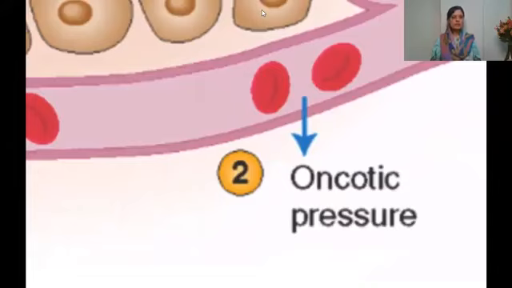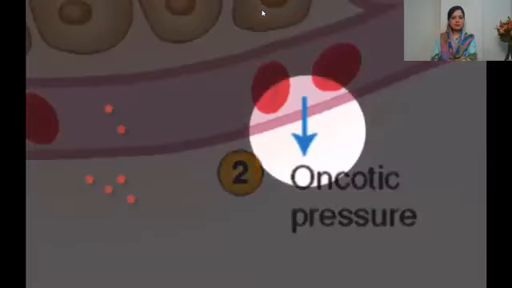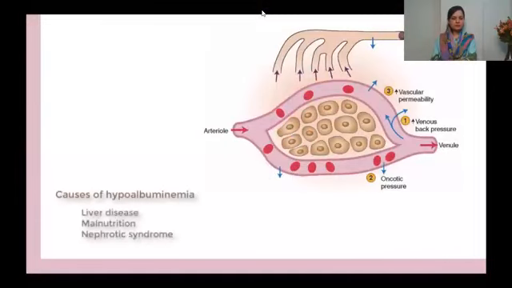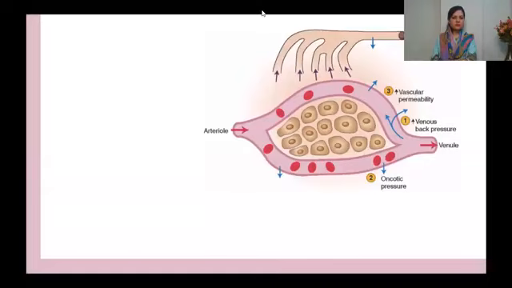The major intravascular protein is albumin, and it is synthesized in the liver. So, if we have low albumin due to liver disease, for example, oncotic pressure becomes low and fluid will pass to the interstitium. Causes of hypoalbuminemia include, besides liver disease that we discussed, nephrotic syndrome, in which protein is lost in the urine, and also malnutrition.